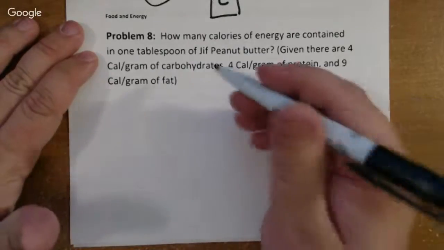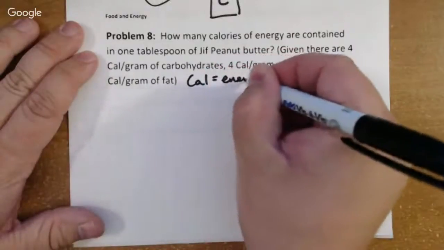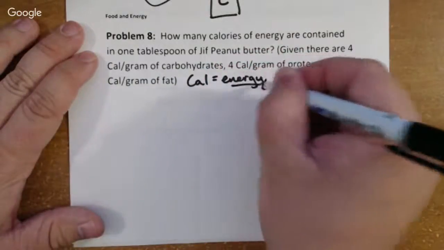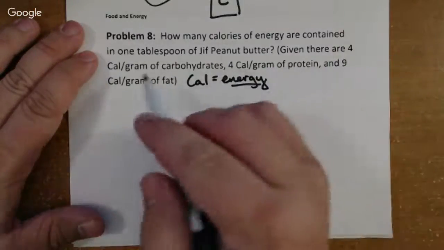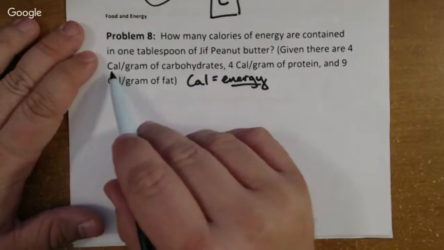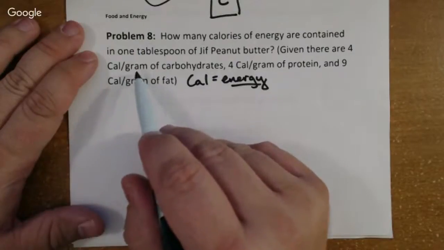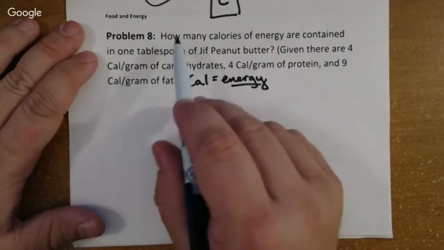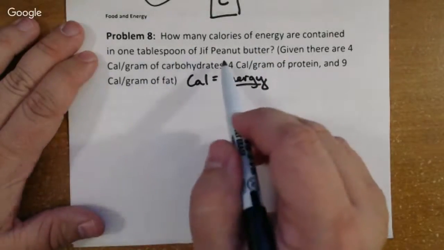When we studied energy, calories equal energy. Just a way to express energy. So in each one of these conversion factors, we're looking at the energy contained in a food compared to a gram of that particular food. So the question is, how many calories of energy are contained in 1 tablespoon of Jif peanut butter?